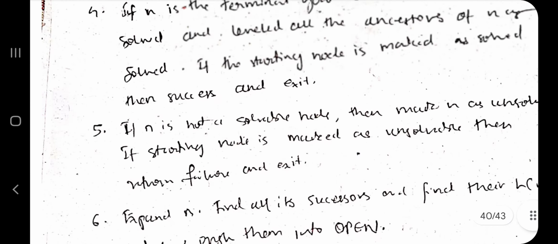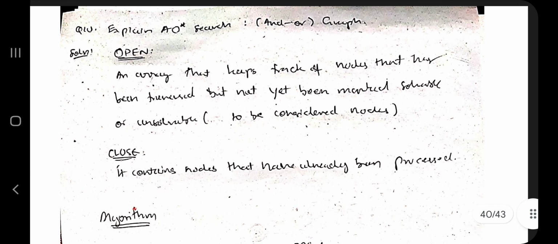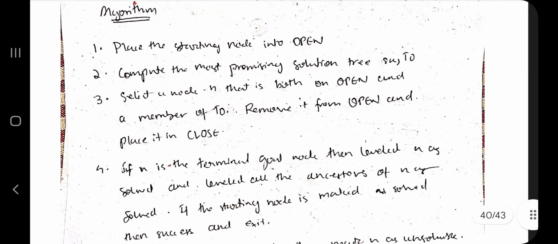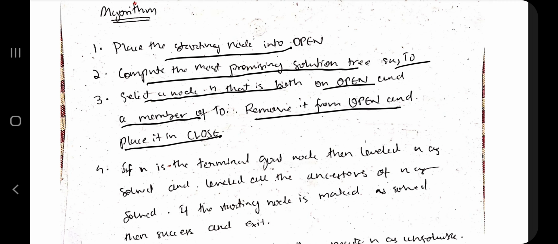But to tell the computer, you have to write a lot of process. So for that, we'll be using two lists. Open list will have all solvable nodes, closed list will have all unsolvable nodes. Initially we'll have the starting node in the open list and compute the most promising solution, which is TO. Promising solution means just solvable. Whichever is solvable, you will choose that. Select a node that is both on open and a member of TO. Means if it is open, we'll consider just that. We'll consider those things which are solvable. Remove it from open and place it in closed.